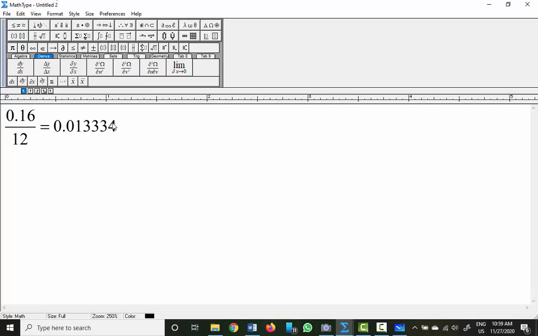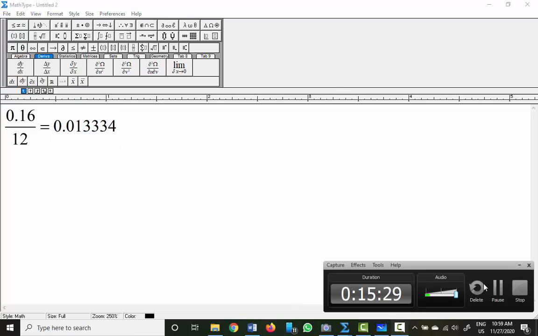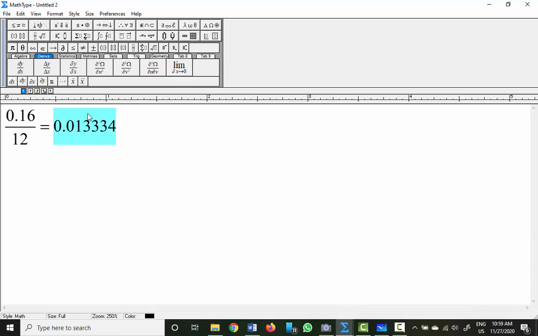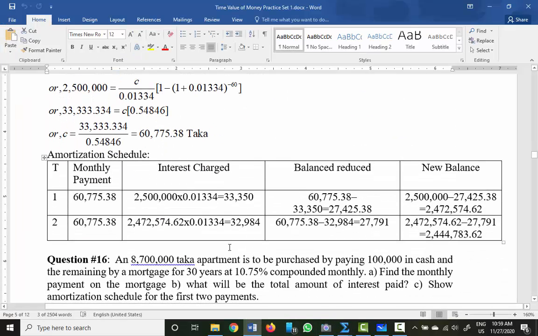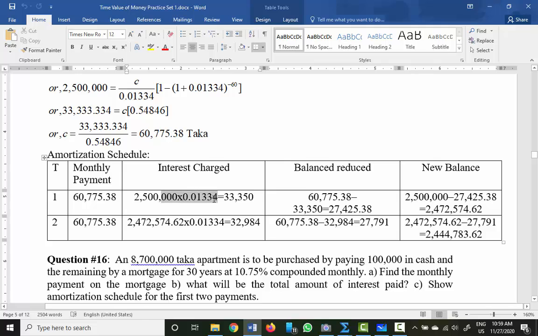So this is the monthly interest rate. By the time you go for your first payment at the end of 1 month, 1 month is over, and the bank will calculate your first month's interest. This is the amount you have borrowed, and this is the monthly interest rate. If you multiply these, this is the first month's interest amount.